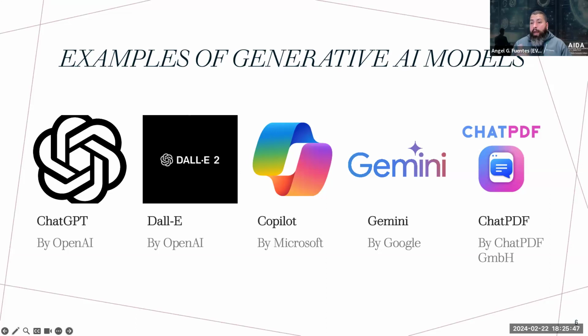But DALL-E is also by OpenAI, and what it does is that it creates images. It's an image generator, and it's getting better. It wasn't that great in the beginning, but it's actually getting much better. And now that it's embedded into ChatGPT 4, you can ask it, generate this image, create whatever image, and it will create that image for you.